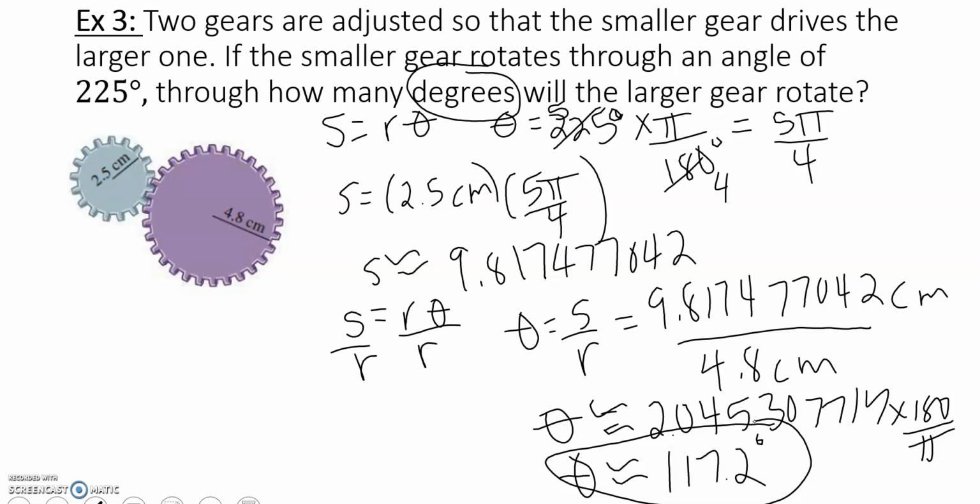So you first got to figure out how far the smaller one turned. That'll let you know how far the larger one turned. Then you can use that distance to calculate the angle that the larger gear rotated, okay? If you have any questions, put them in the comments and I will respond, all right?